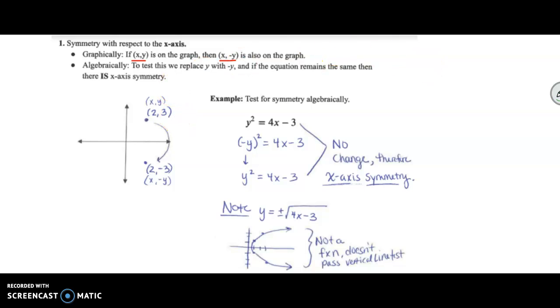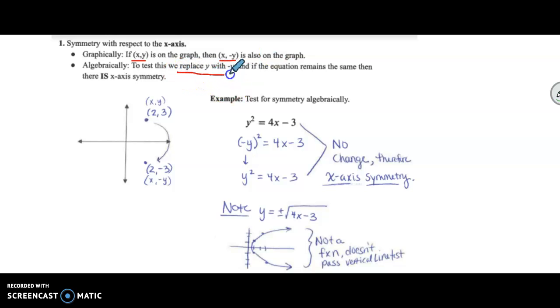Well, how do we do that algebraically? Because you have to be able to know how to do that as well. And so algebraically, how do we test it? We replace y with negative y.